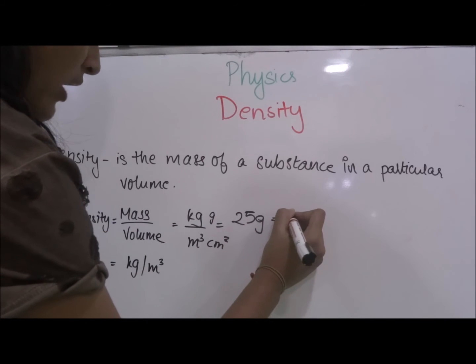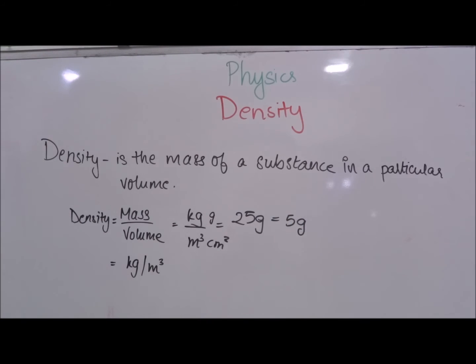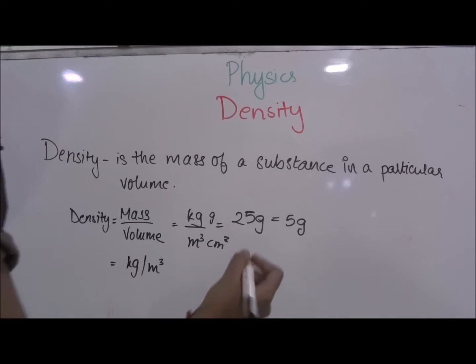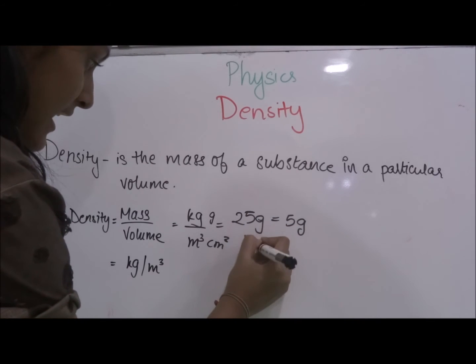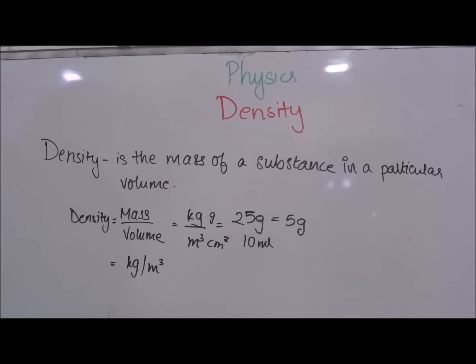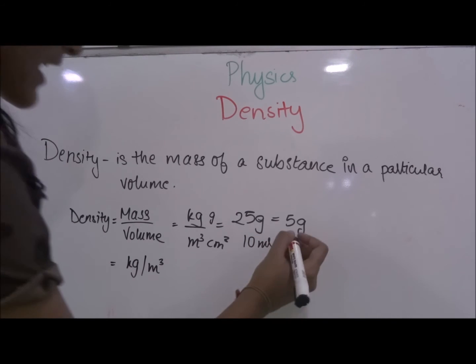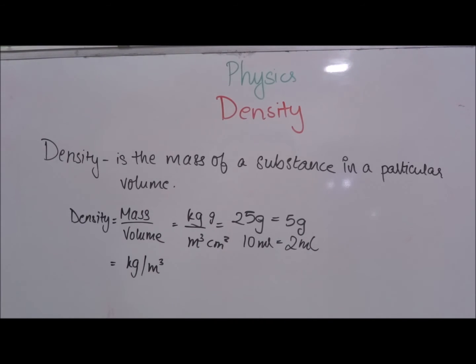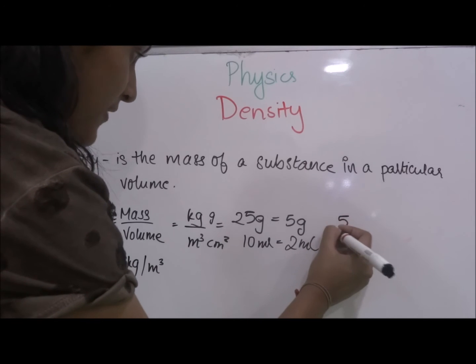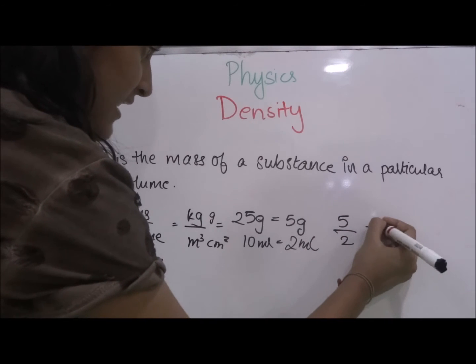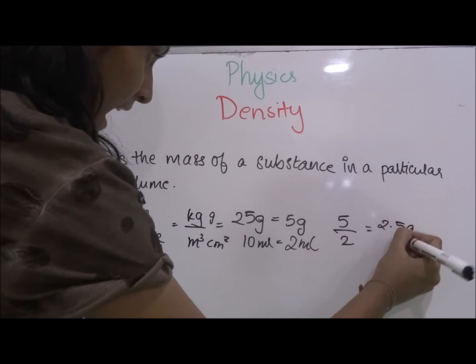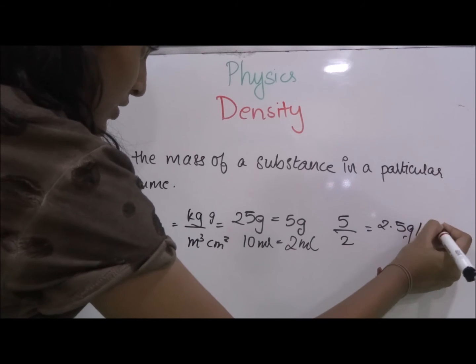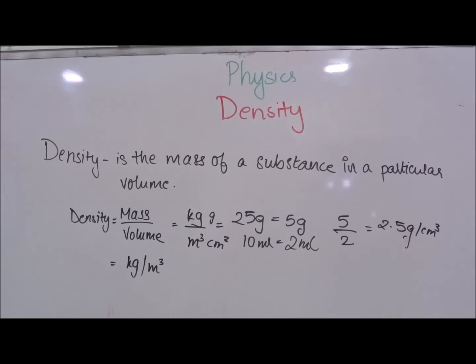So the mass of 5 glass beads was 25. So the mass of one will be 25 upon 5, that is 5. And the volume of 5 glass beads was 10 ml, that is 10 centimeter cube. So the volume of 1 glass bead will be equal to 2 ml, that's 10 upon 5. The density of 1 glass bead would be equal to 5 upon 2, that is nothing but 2.5 grams per centimeter cube. That is nothing but 2.5 grams per ml.